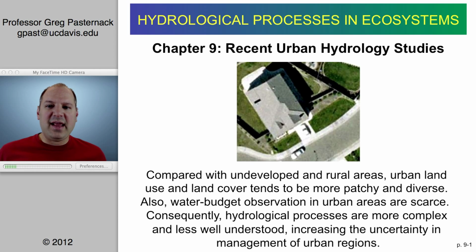This is the video podcast for Chapter 9, which looks at some recent urban hydrology studies. So the goal of this chapter is to return to the kinds of questions that we were asking in forest hydrology and rangeland hydrology. Instead of thinking at a bigger scale about the impacts of urbanization and the economic effects of those impacts, we just want to come back down to the scale of a plot.